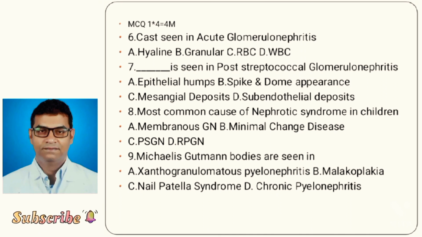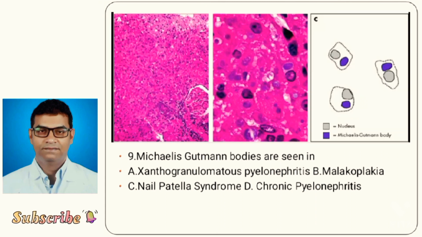Answer is Malakoplakia. The microscopic features of Malakoplakia are infiltration with large foamy macrophages mixed with multinucleate giant cells and lymphocytes. Macrophages have abundant granular cytoplasm, phagosomes stuffed with the debris of bacterial origin.